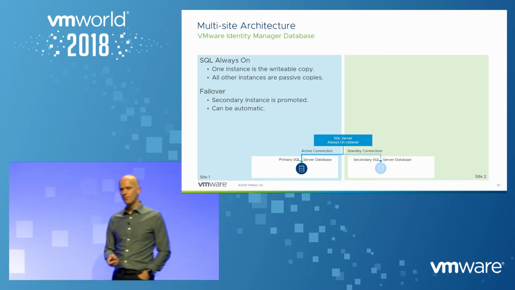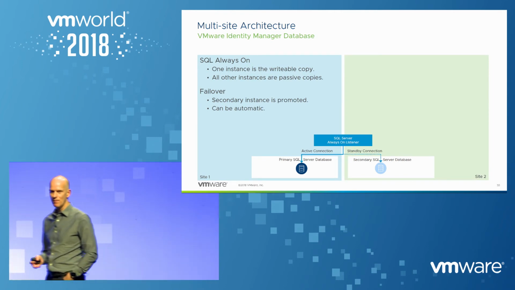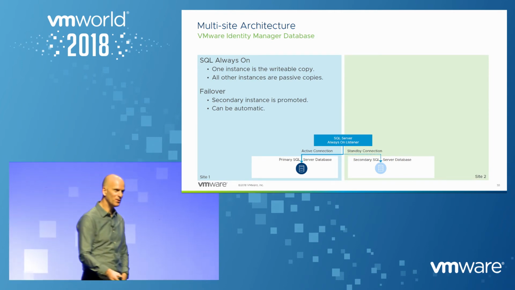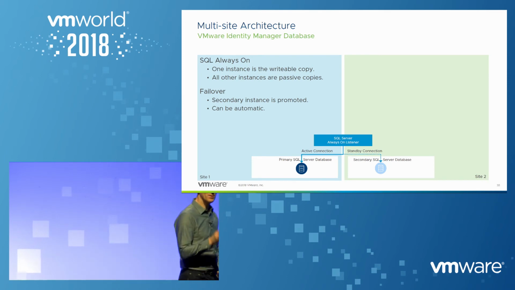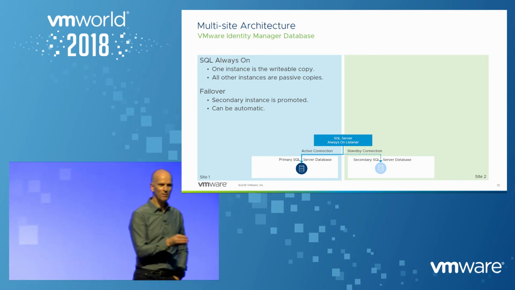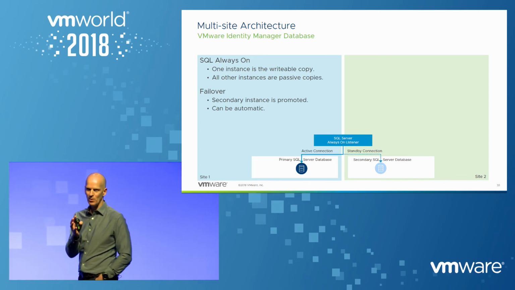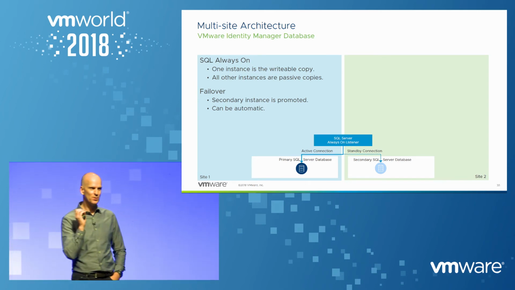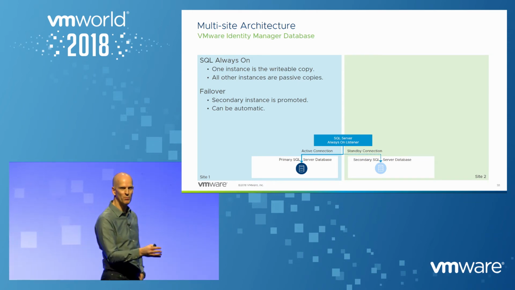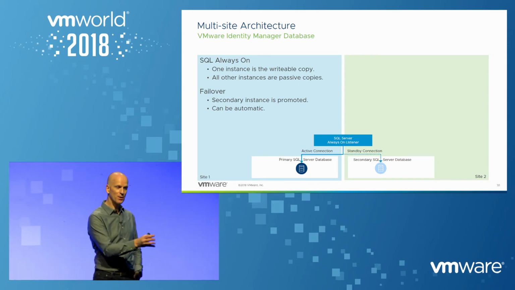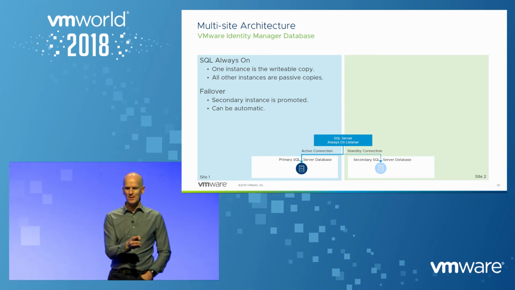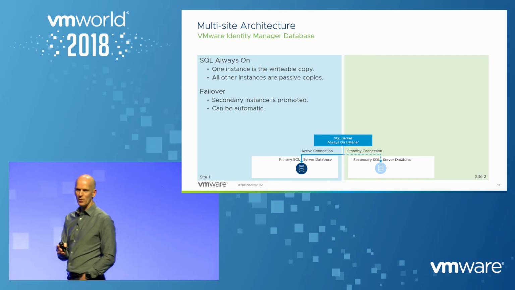So how do we do multi-site? Identity Manager is really important once you start adopting it, because it becomes the single point of use for your users. It's where your users are going to log in, launch their applications, and you're probably going to turn on stuff like Workspace ONE mode within Horizon. That's where they're going to be launching applications. So you really want to make this highly available if you're doing it on premises.